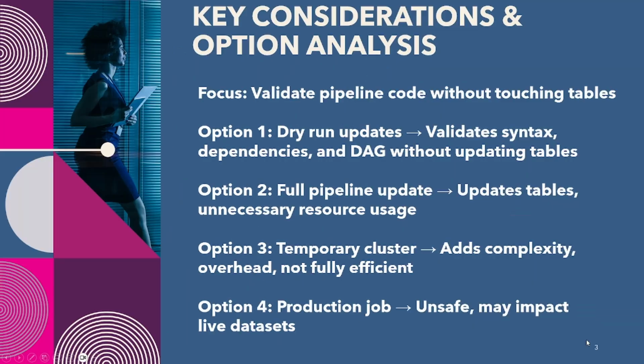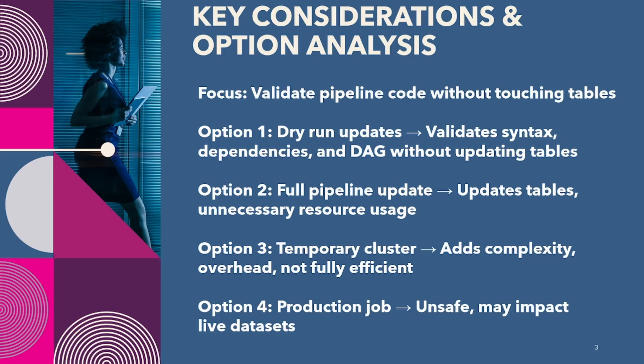Option 1, dry run updates. This is exactly what it sounds like. Dry runs allow you to check your pipeline syntax, resolve dependencies, and validate the DAG, directed acyclic graph, of your pipeline. The really nice part is that it doesn't actually execute any updates or write to any tables. It's like running a rehearsal for a play. You get to see if everything is in the right place, cues are correct, and no one forgets their lines, all without changing anything on the actual stage. This makes it extremely efficient for development and testing.